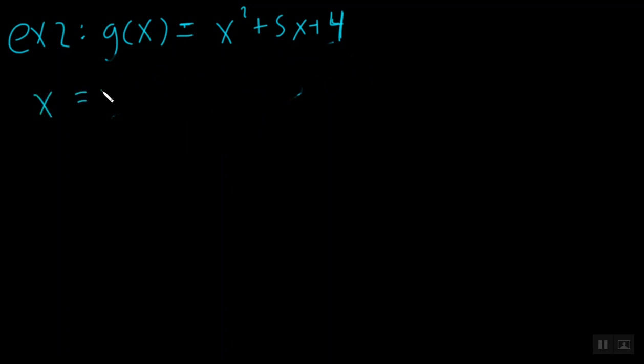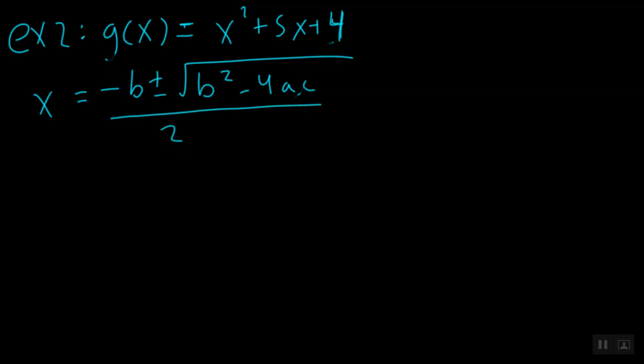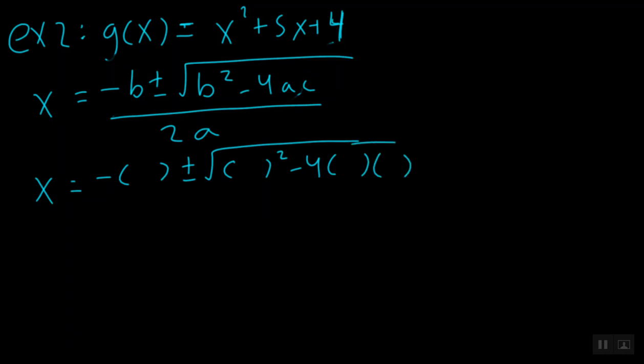So we have x equals negative b plus or minus the square root of b squared minus 4ac all over 2a. Okay, and what was my first tip for you? My first tip was to start by solving this by setting every single letter into a parentheses. So negative parentheses plus or minus the square root of parentheses squared minus 4 parentheses parentheses all over 2 parentheses.